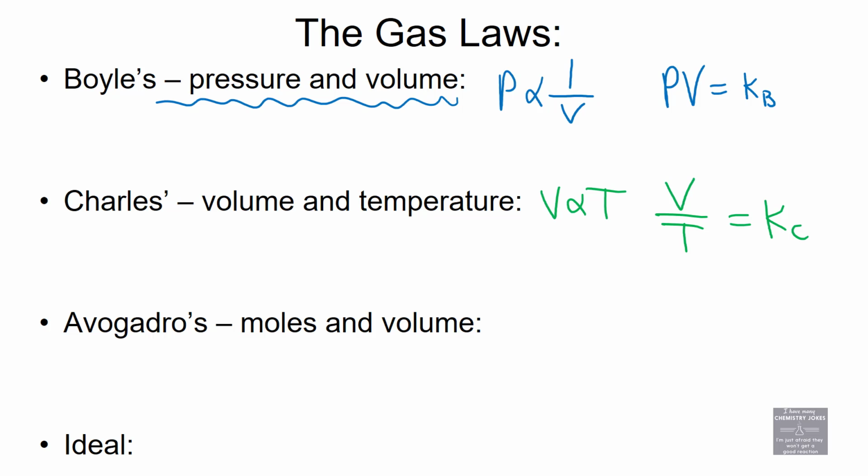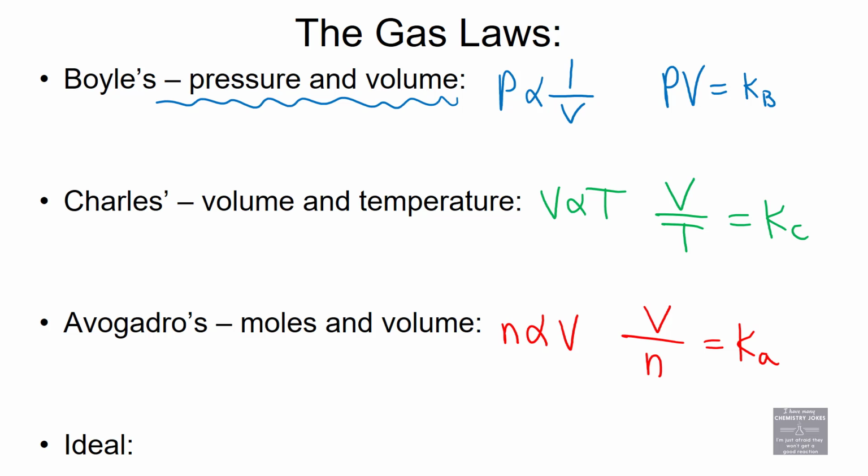Okay. Avogadro, he said, I want in on this. I want to know how moles and volume of gases relate. And he found that moles is proportional to volume directly as well. Increase moles, increase the volume, decrease moles, decrease the volume. Directly related. So he said, must mean volume over moles is equal to Avogadro's constant. So Boyle studied pressure and volume, Charles, volume and temperature, and Avogadro, moles and volume.